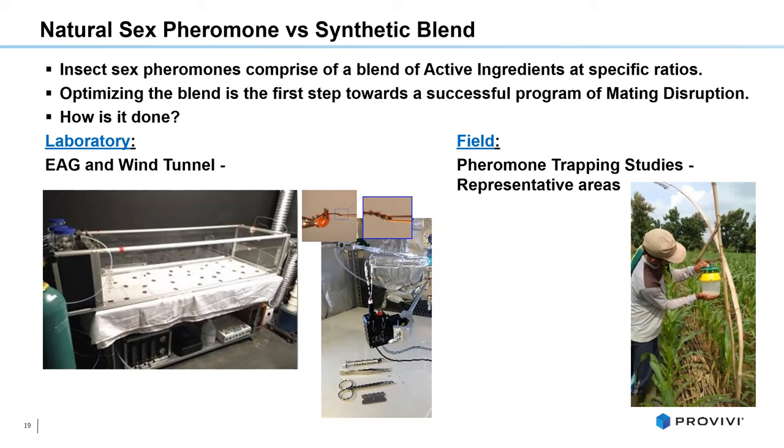So we put the synthetic blends of pheromone source along with the natural blends, to understand what is the difference between the natural blend and the synthetic blends. And then these are done in representative areas where we want to do field trials to look at the efficacy. So we call them trapping studies, to understand the attractiveness of the blend.